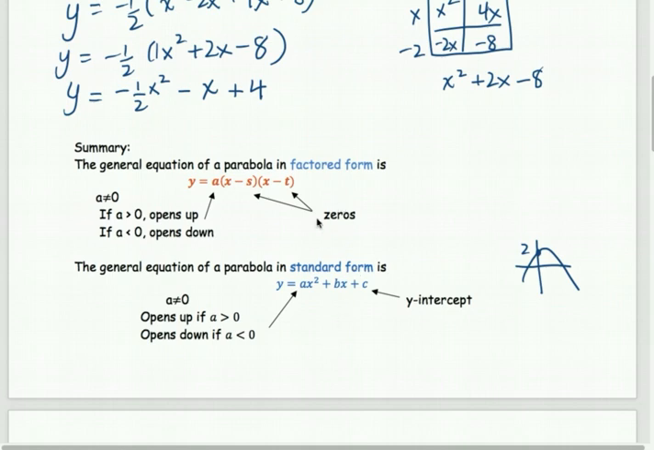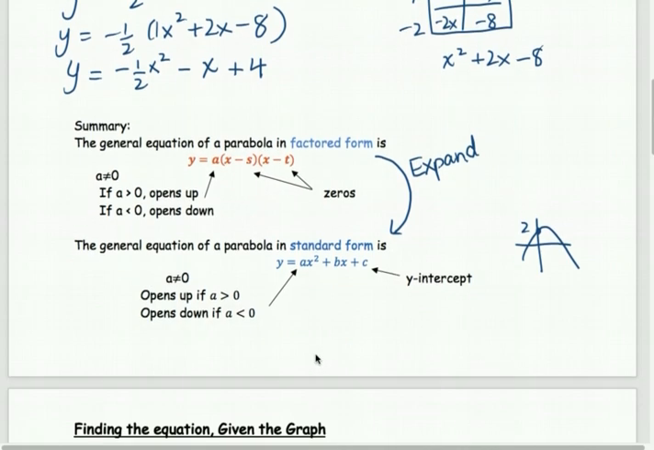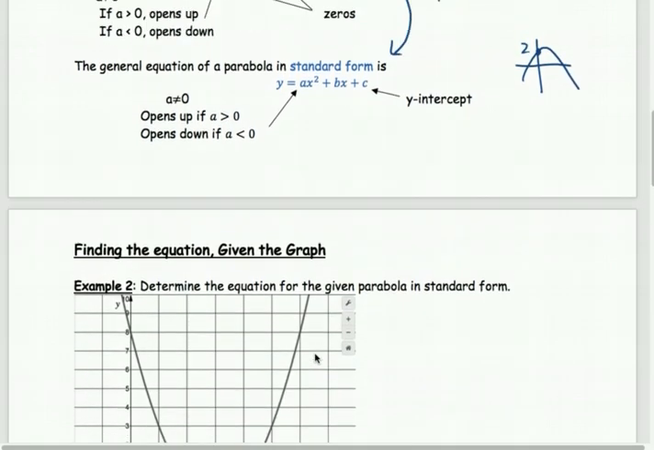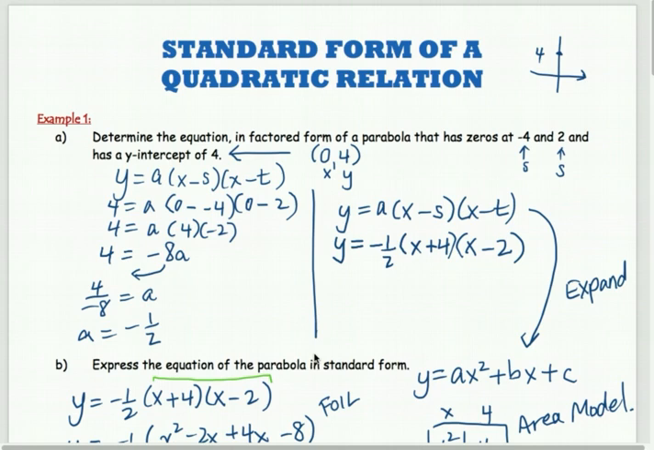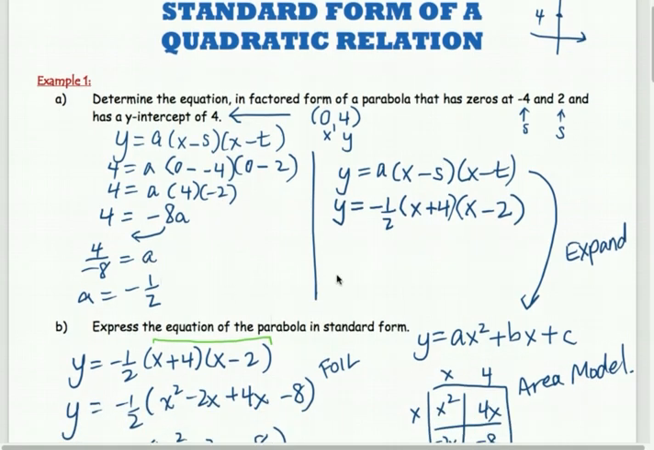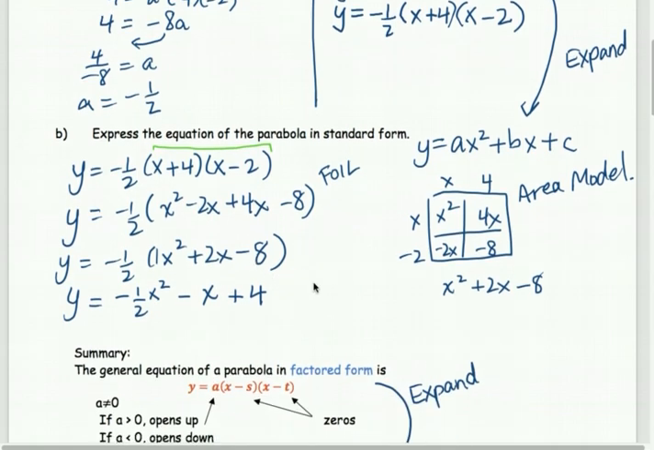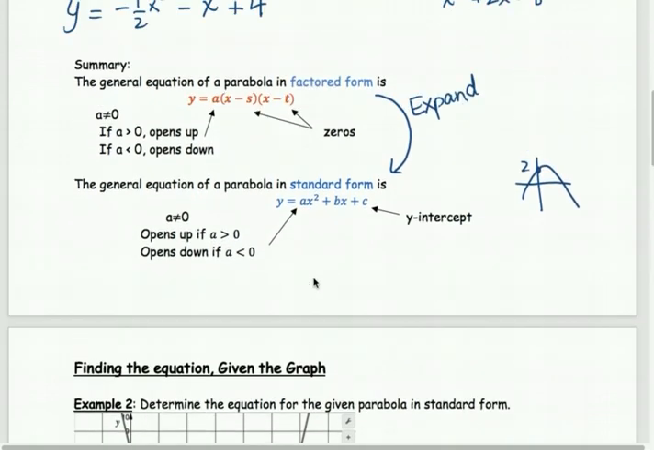Okay. All right, so again, this is what we're doing. We're going from the factored form to the standard form today. And we just do that by expanding. Okay, we're using FOIL, we're using the area model. So just multiplying it out until we have no brackets. Okay, so you saw an example here where I gave you some properties of the graph, and you had to build your equation. So you built the factored form, and then you got to your standard form.